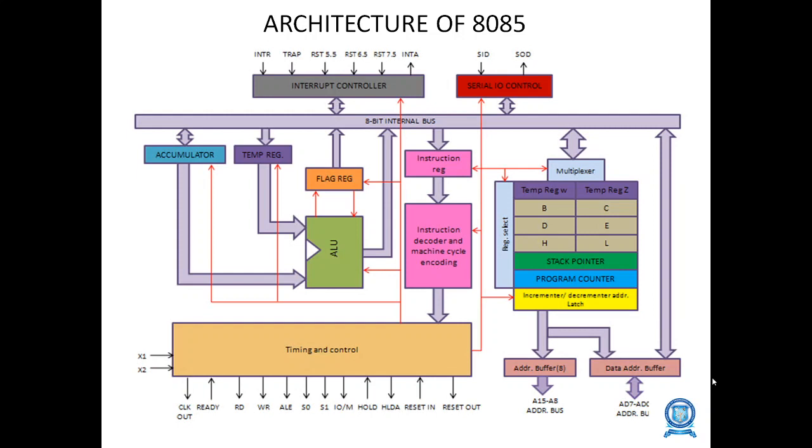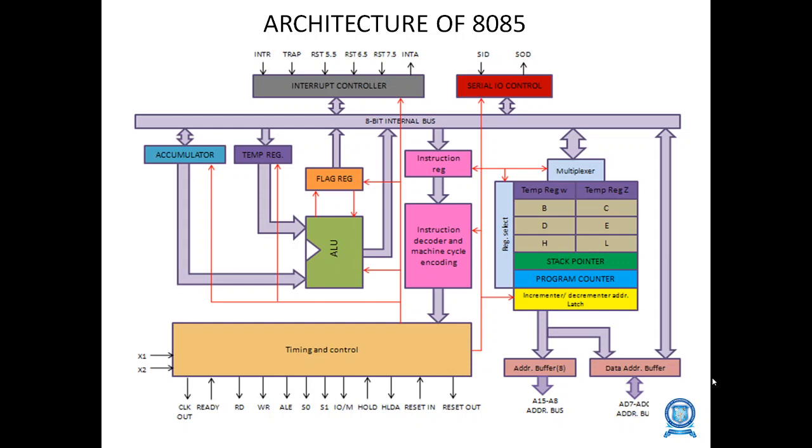8085 has an interrupt controller at the top, in which INTR is the interrupt signal, TRAP is the trap signal, RST is the reset, 5.5, 6.5, 7.5 are the restart interrupts, and INTA is the interrupt acknowledge signal. And the second is the serial input output control port, in which data can be transferred on both sides, and SID and SOD are the input and output signals.